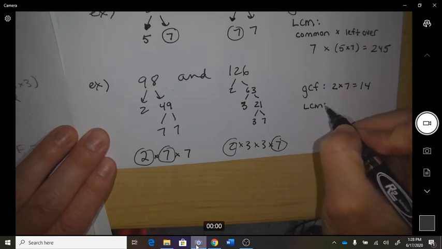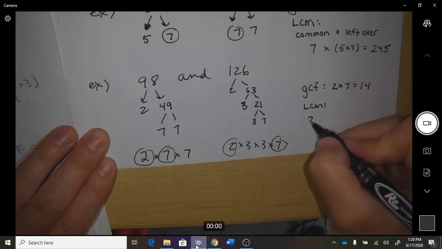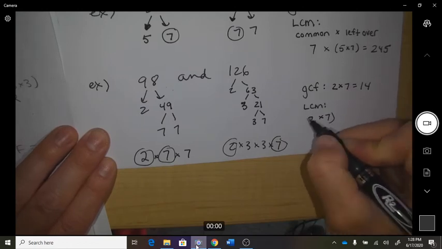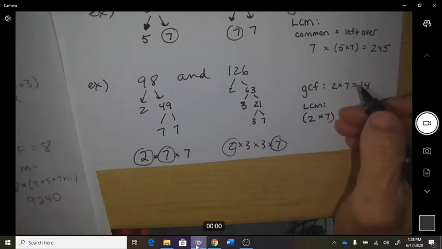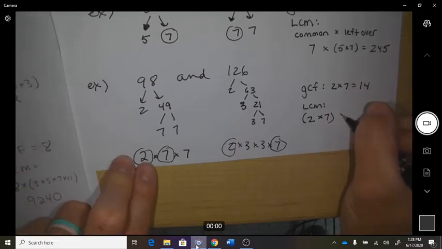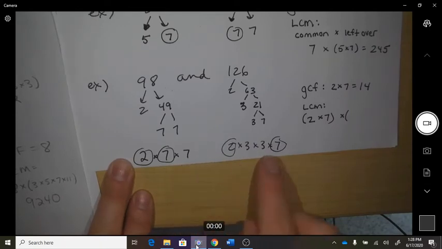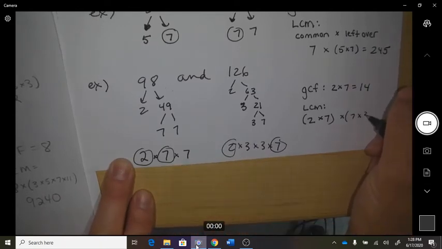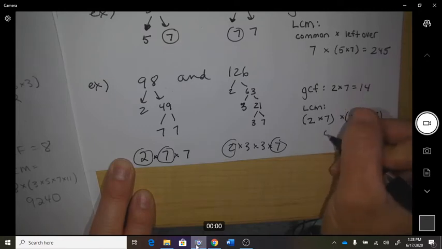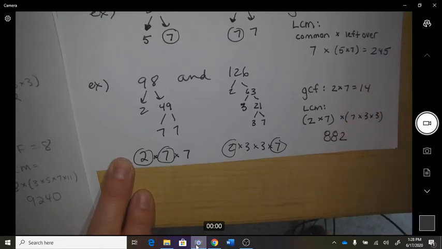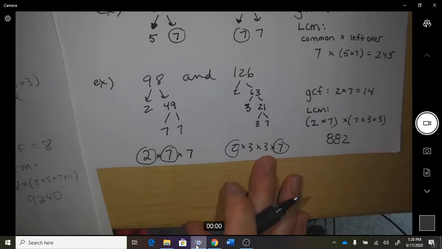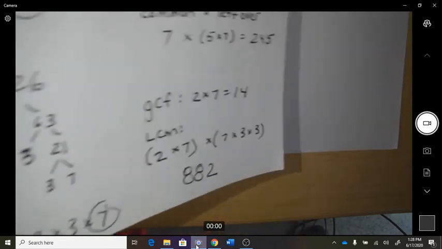Lowest common multiple. So the overlap for the common, okay, and times the leftover. So what else do I have? A 7, a 3, and a 3. So 882 is the lowest common multiple.